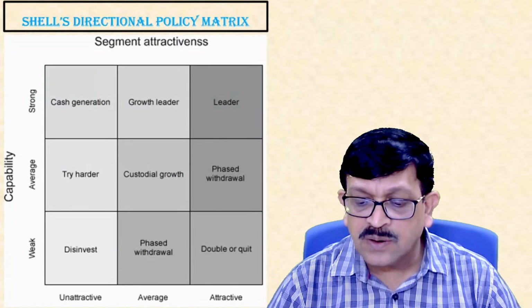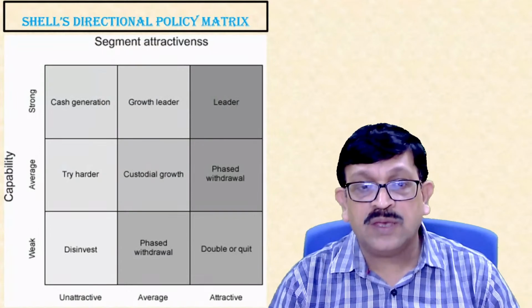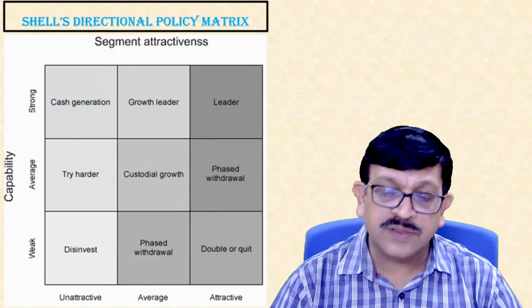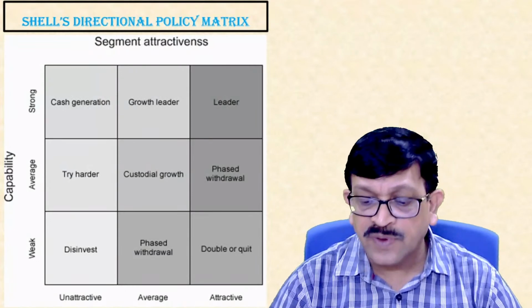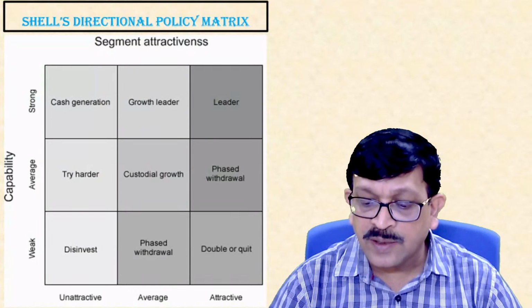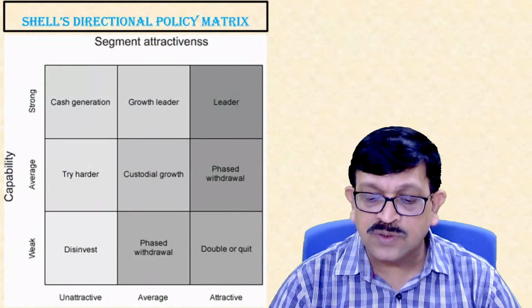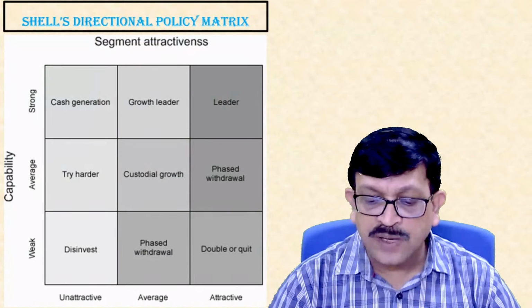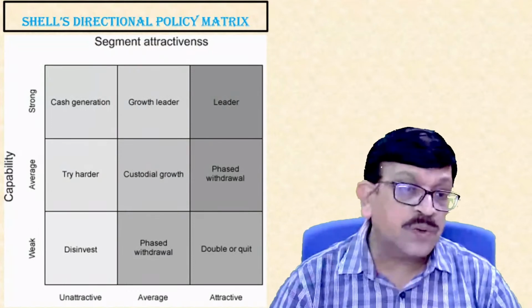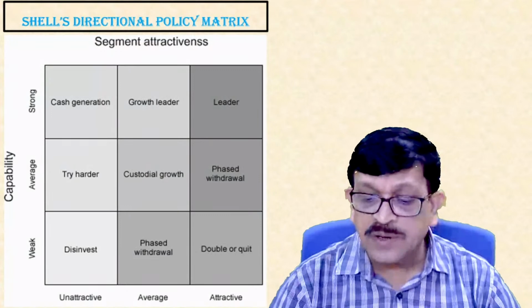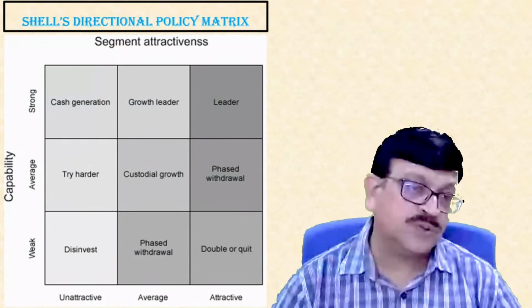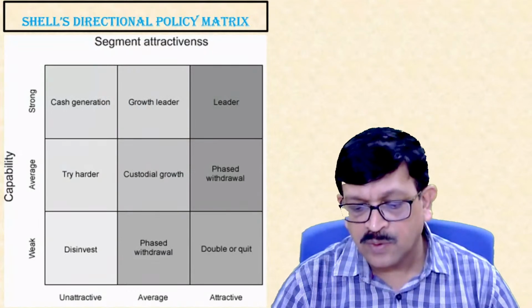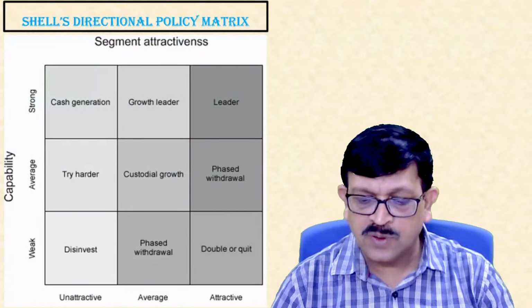If you look into the segment attractiveness, one good thing about this particular matrix is that it gives us a direction in terms of each product or area where the business wants to achieve its goals. And the second part, as I told you, is the organization's ability to look into the opportunities and take them, whether they can go ahead with the investments or not.